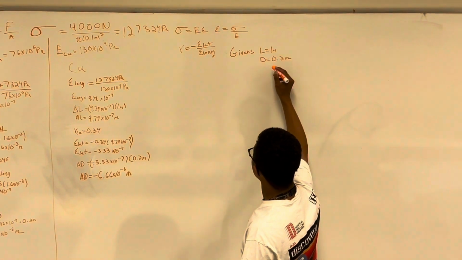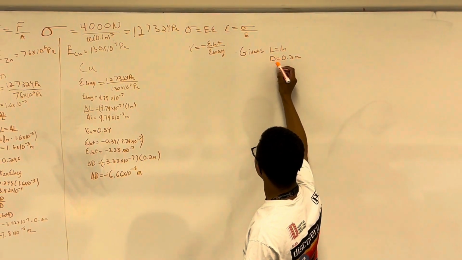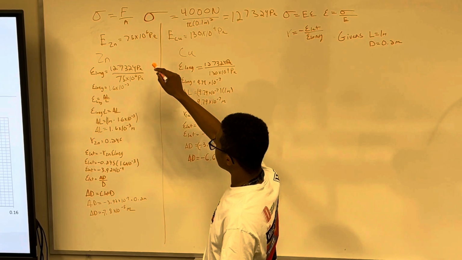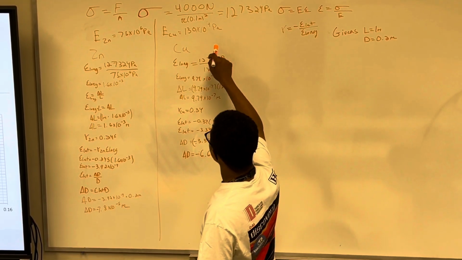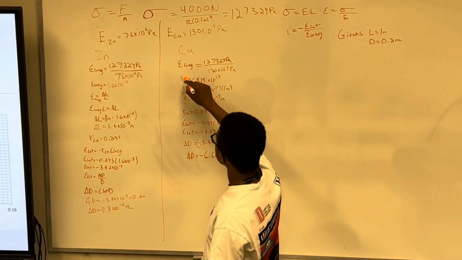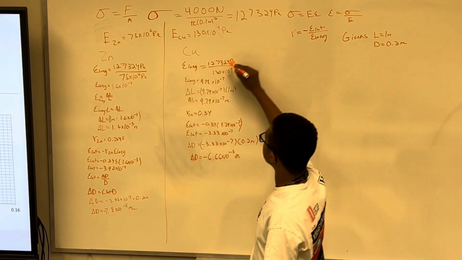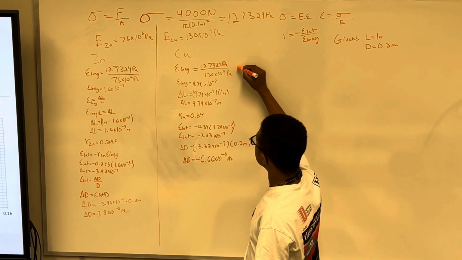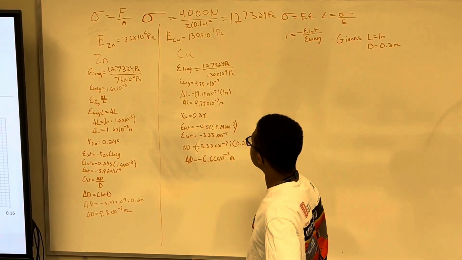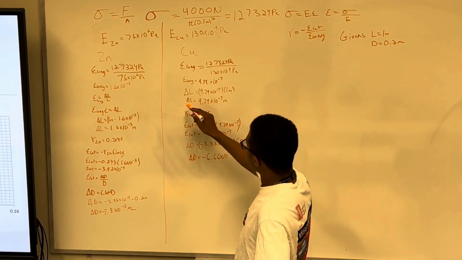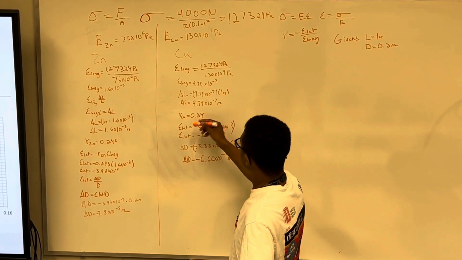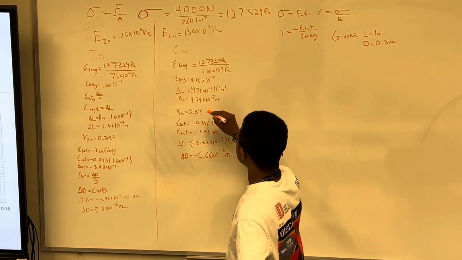And the given length and diameter of both of these objects is a length of 1 meter, diameter of 0.2 meters. Now, first thing we'll have to do, we'll have to use the Young's modulus for copper, which is 130 gigapascals. Once we find that, we have to find the longitudinal strain. So we take the stress divided by the Young's modulus, and for copper, the longitudinal strain is 9.79 times 10 to the negative 9th. And with that, we can find the change in length, which is 9.79 times 10 to the negative 7th times 1 meter, which is 9.79 times 10 to the negative 7 meters.